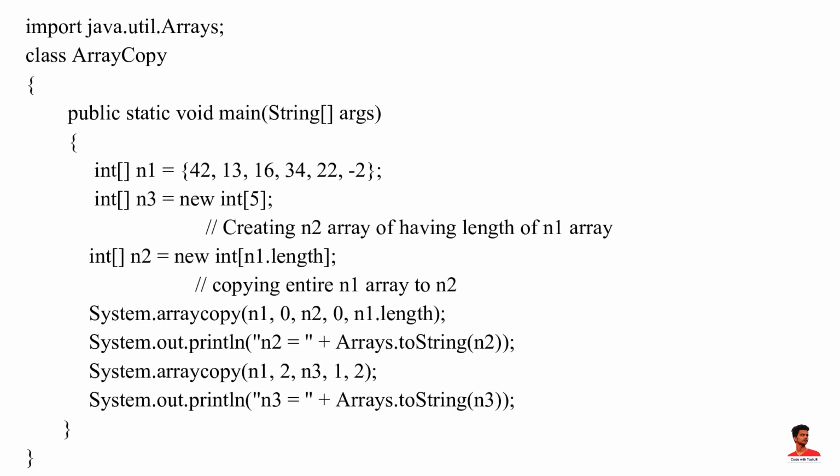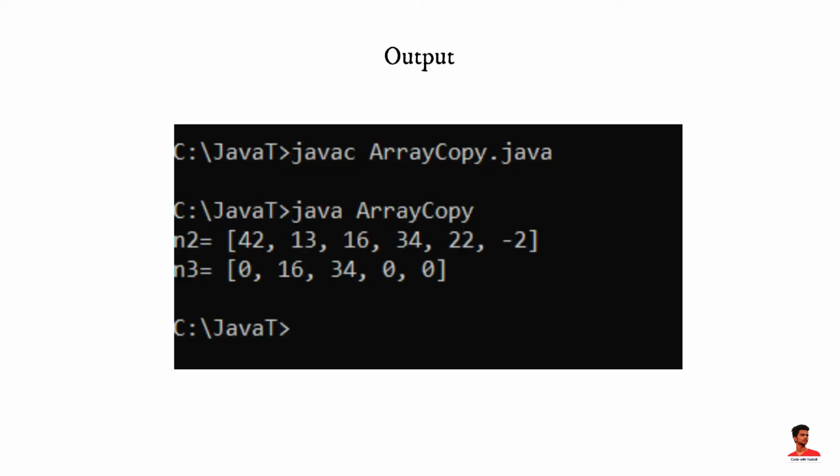In this example, we have used the arraycopy method. Here, entire elements from the n1 array are copied to n2 array. Here, two elements of the n1 array starting from index 2 are copied to the index starting from 1 of the n3 array. As you can see, the default initial value of elements of an int type array is 0.